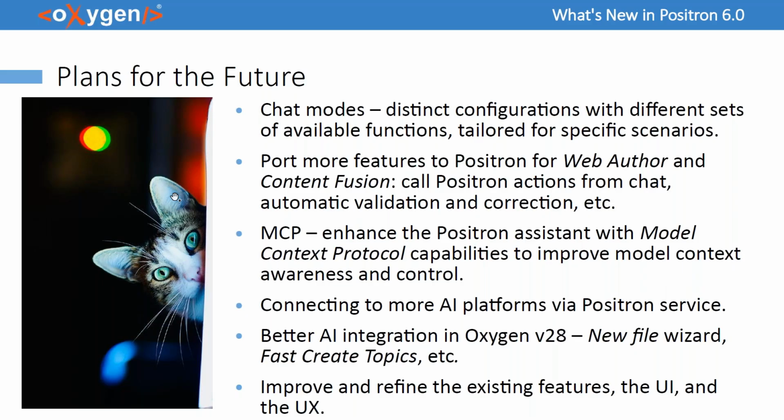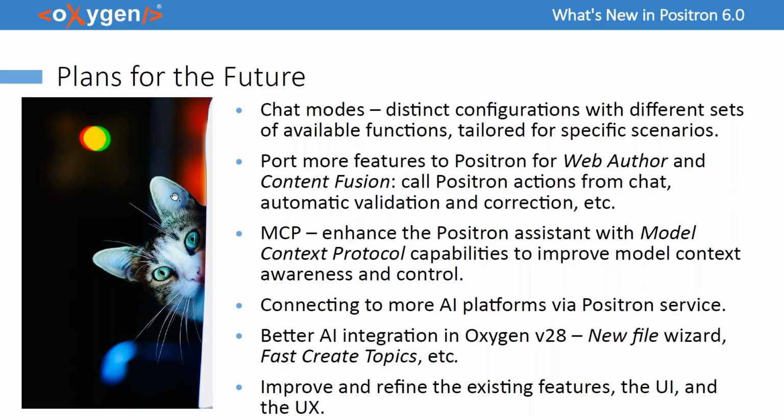In regards to the Positron service, we want to extend it. We are thinking about this to allow it to connect to more AI platforms other than OpenAI, as it's the case right now. When we release Oxygen 28, we want to have a better AI integration in this version with older tools, older features or actions.